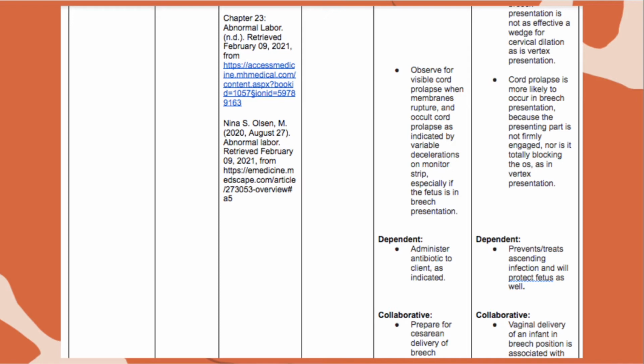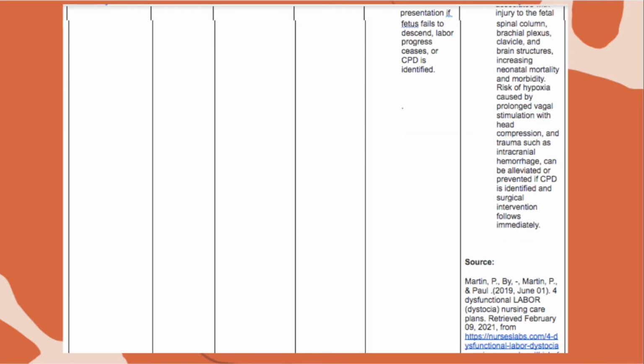For collaborative interventions, prepare for cesarean delivery of breech presentation if the fetus fails to descend and labor progress ceases or CPD is identified. The rationale being, vaginal delivery of an infant in breech position is associated with injury to the fetal spinal column, brachial plexus, clavicle, and brain structures, increasing neonatal mortality and morbidity. Risk of hypoxia caused by prolonged vagal stimulation with head compression, and trauma such as hemorrhage, can be alleviated or prevented if CPD is identified and cesarean intervention follows immediately.